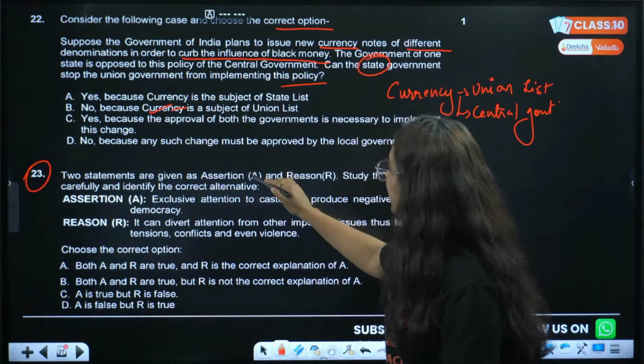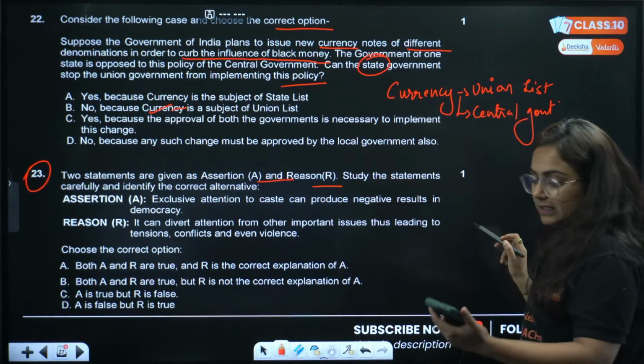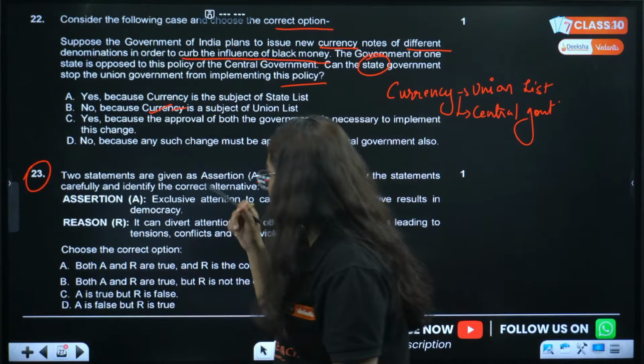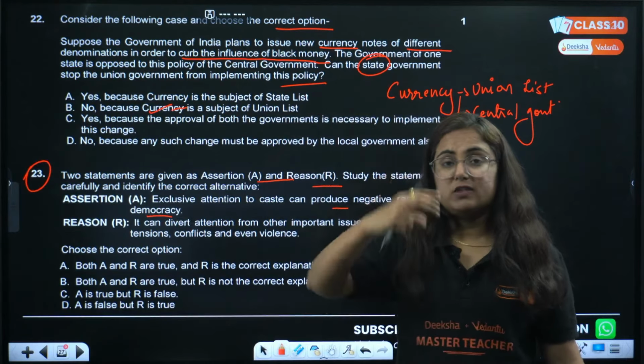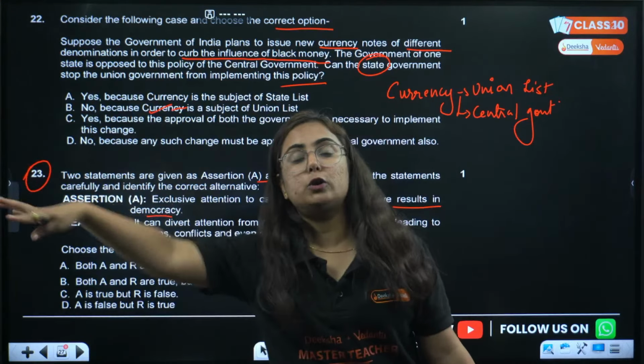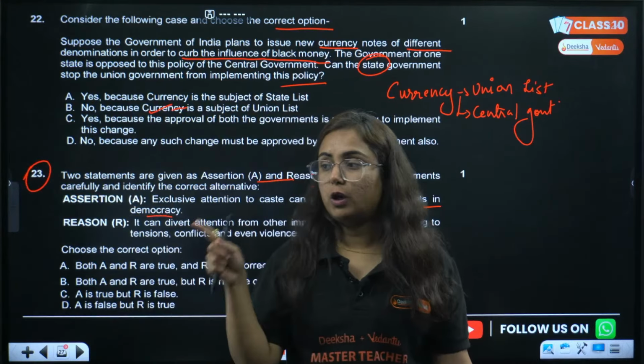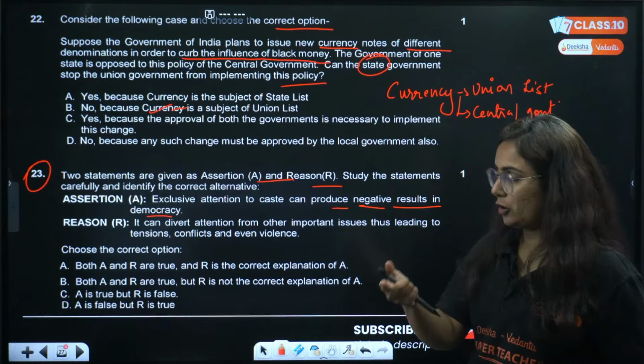Two statements are given as assertion and reason. Study the statements and tell the correct answer. Assertion is exclusive attention to caste can produce negative results in democracy. Pay attention. If someone is giving exclusive attention to caste, okay, this caste is more in this region, we should get a candidate from the same caste, we will get more votes. Is it effective democracy? Think about it and tell me. It can create negative result in democracy. Is it correct or not?